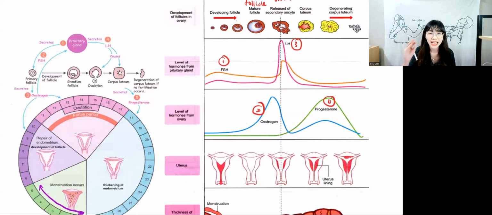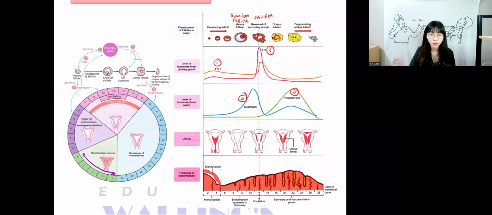Everything here comes in sequence. 1, 2, 3, 4. It comes in sequence. This is the graph that you will see in your exam. So please remember to understand this graph. It can be a structure question. It can be an essay question.